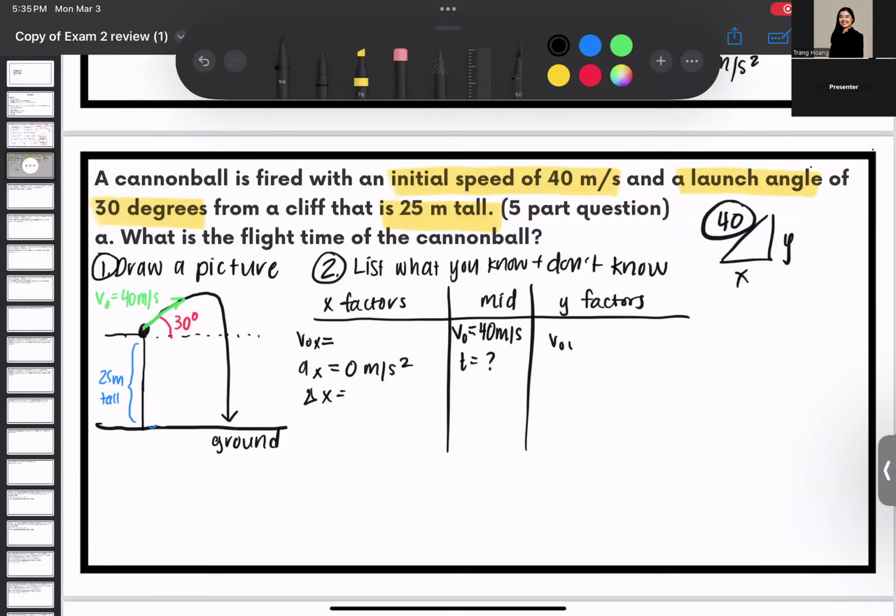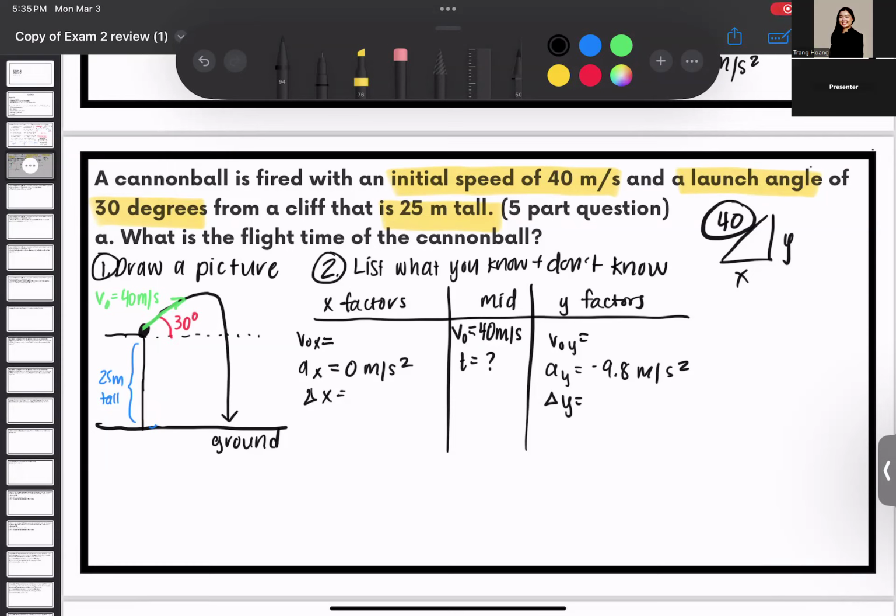And our Y factors: we have the initial Y component of our initial velocity. And then we have ay, which we know to be negative 9.8 meters per second squared, as said in the previous slide. And then we also have change in Y, which we kind of do know, right? Because we're told that this cliff is 25 meters tall. If you think about what it means when we say delta Y, we mean final minus initial. In this case, Y is height, if that helps you a little bit. So we're talking about final height minus initial height.